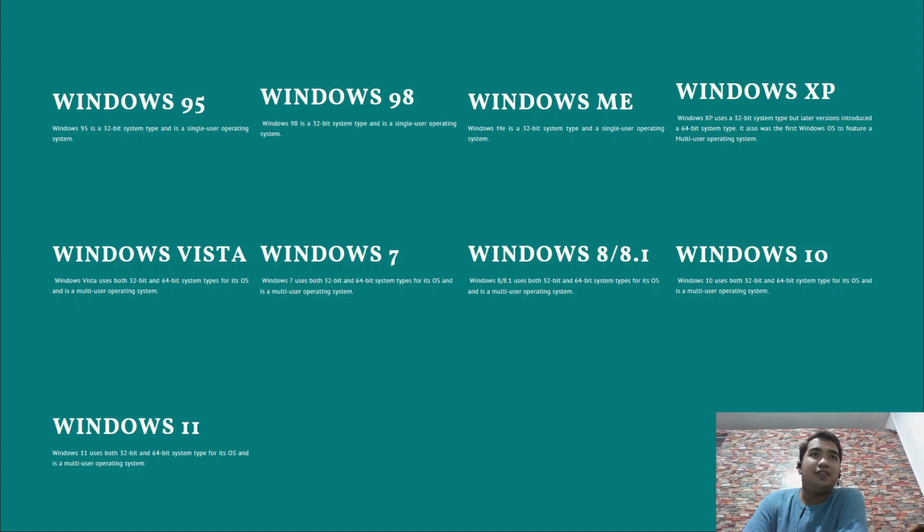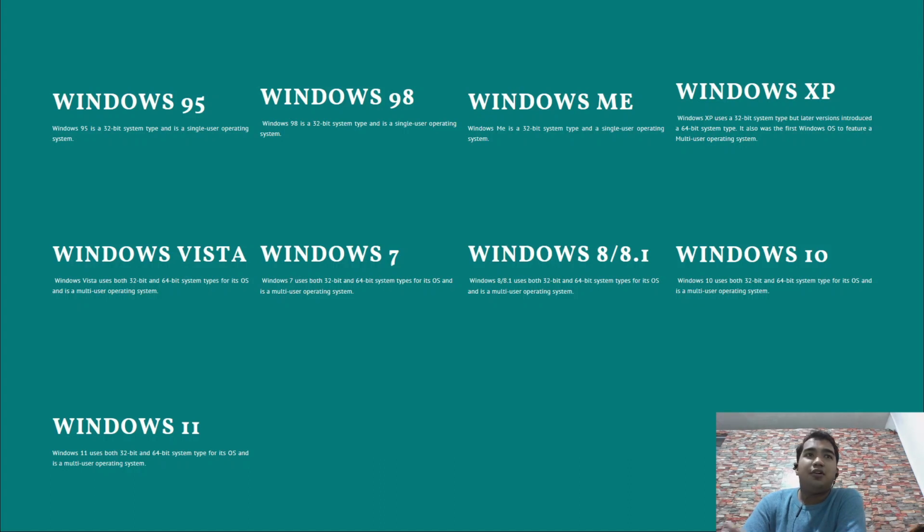Windows 95, 98, and Windows Me all use a 32-bit system and are single-user operating systems. Windows XP uses a 32-bit, but later versions introduced a 64-bit system type. It was also the first OS to feature a multi-user operating system.